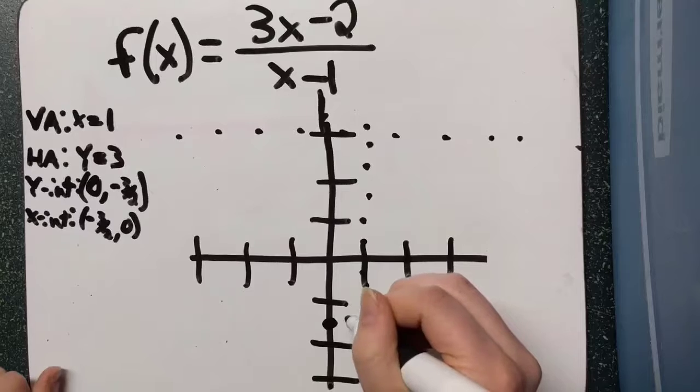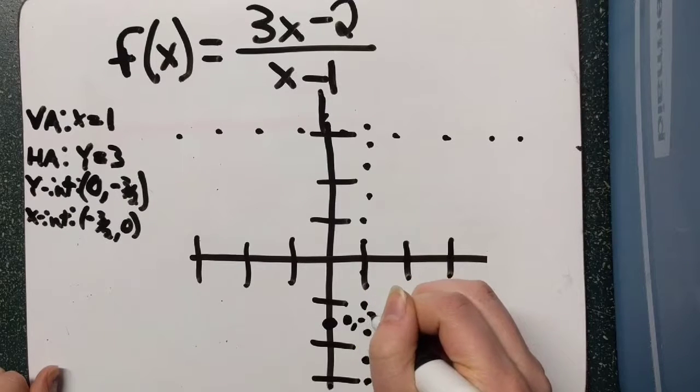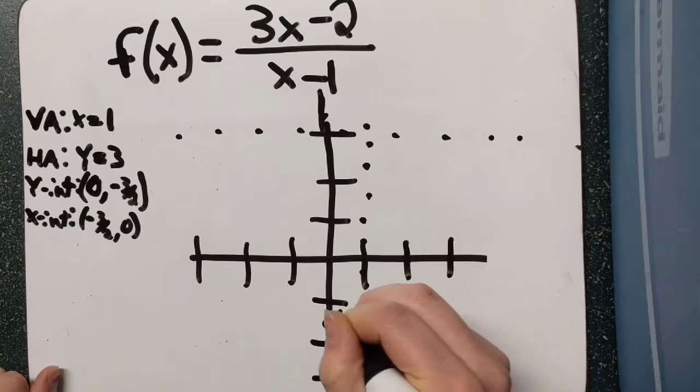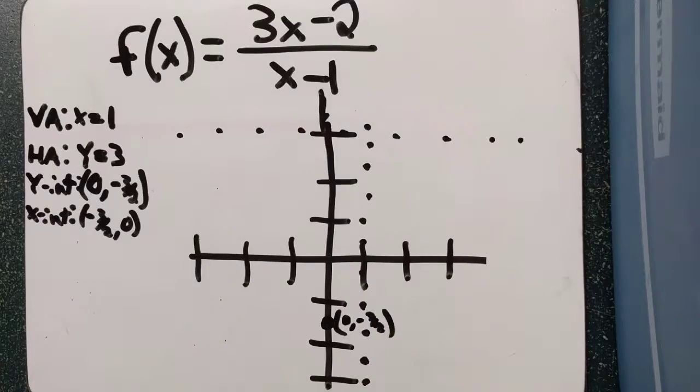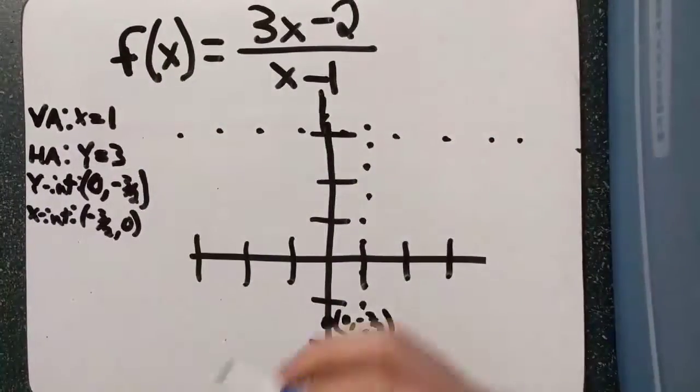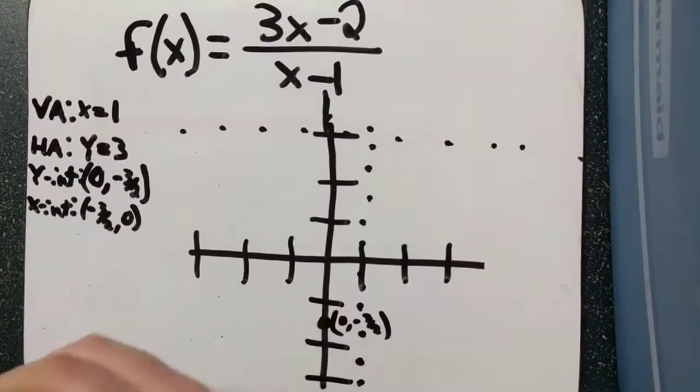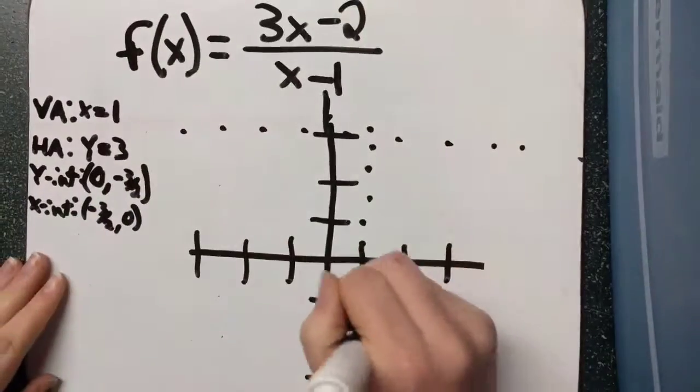When you're sketching it, you always want to label them. So this is (0, -3/2). That's what this point right here is. I should probably do that in a different color. So this point right here is (0, -3/2).